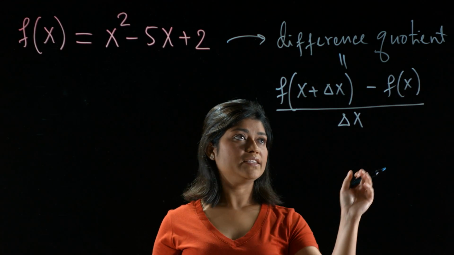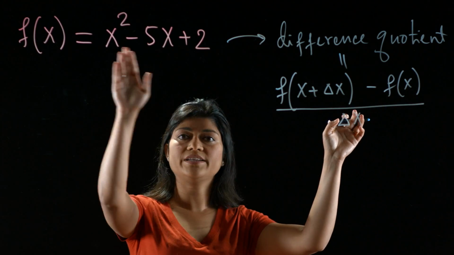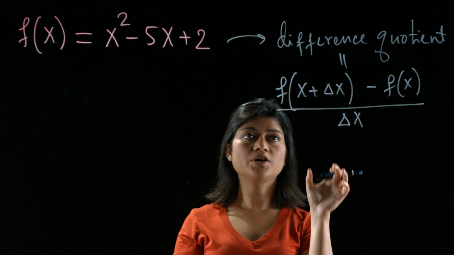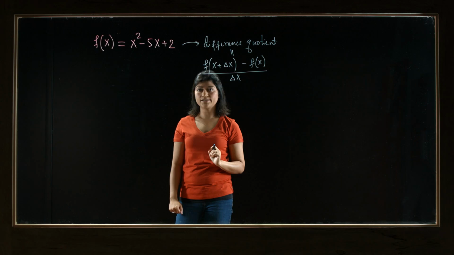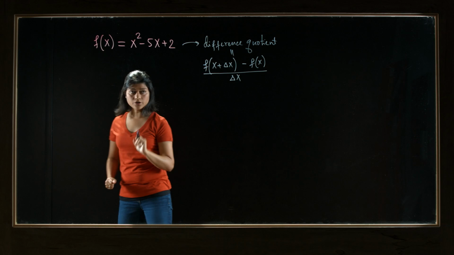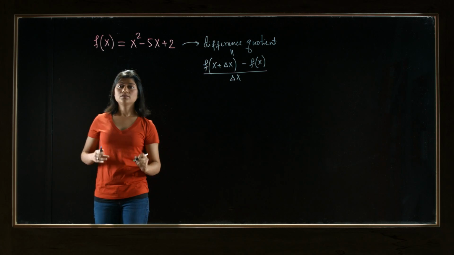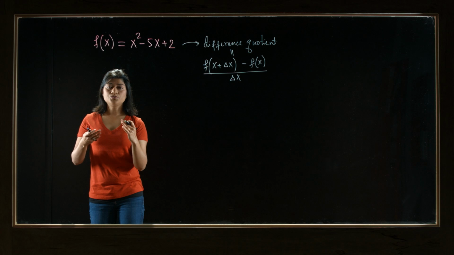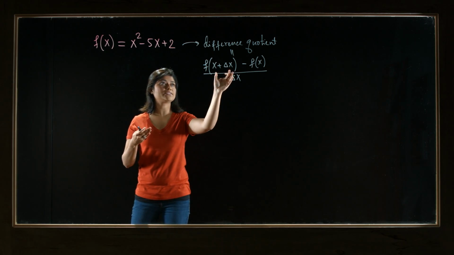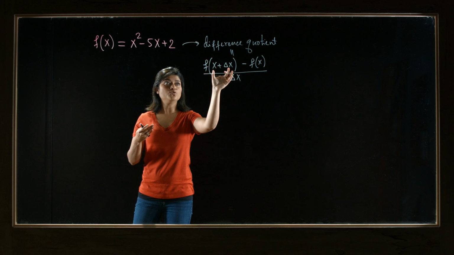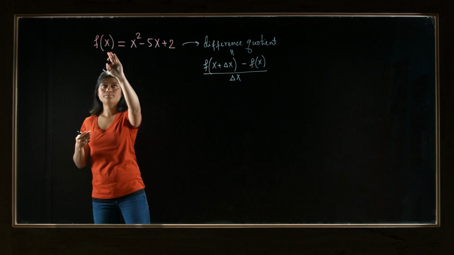Okay, so as you can see, we already have the expression for the function. F of x is right here. What we have to figure out is this expression. What is f of x plus delta x? So, in order to do that, it's always nice to understand how to evaluate the function when you plug in this entire expression instead of x.